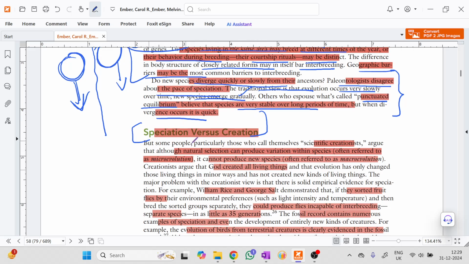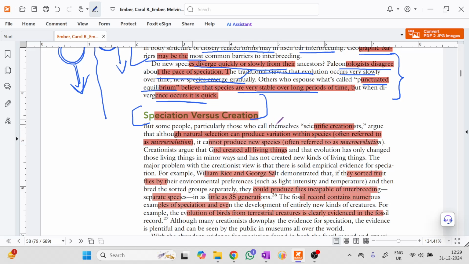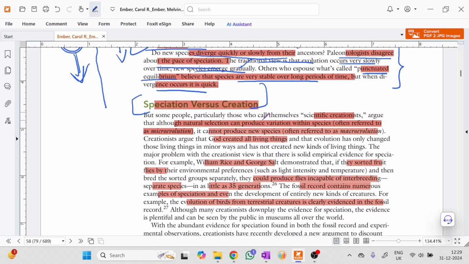And let's talk about speciation versus creation. Some people who call themselves scientific creationists argue that although natural selection can produce variation within a species, it cannot produce new species. They support microevolution, which means variations, but they do not support the creation of new species, which is macroevolution. The idea behind that is their love for God, their emphasis on divine creation of all things.